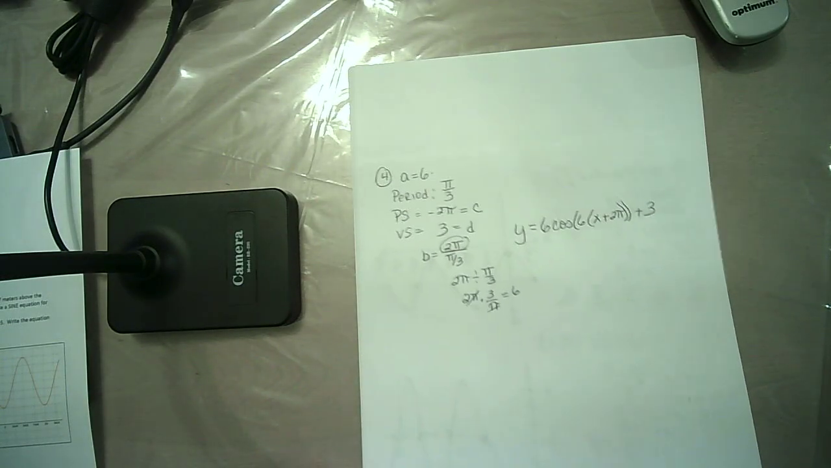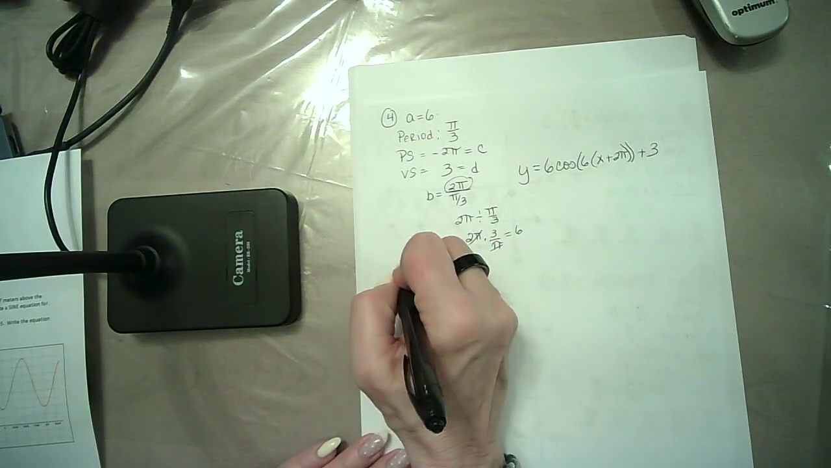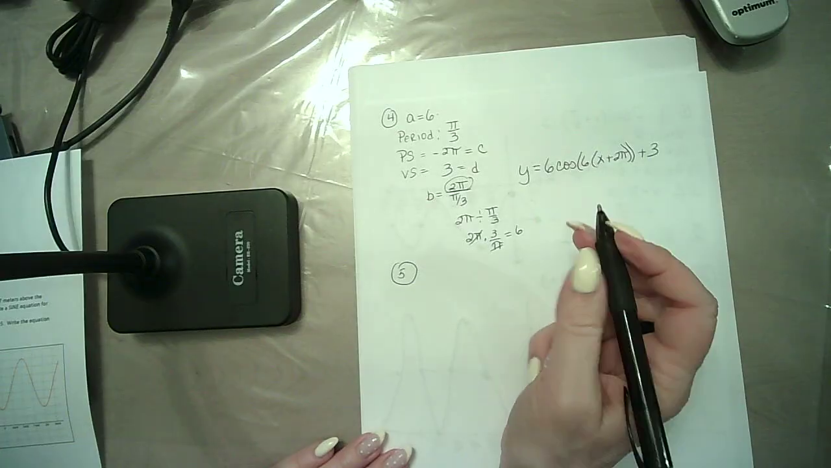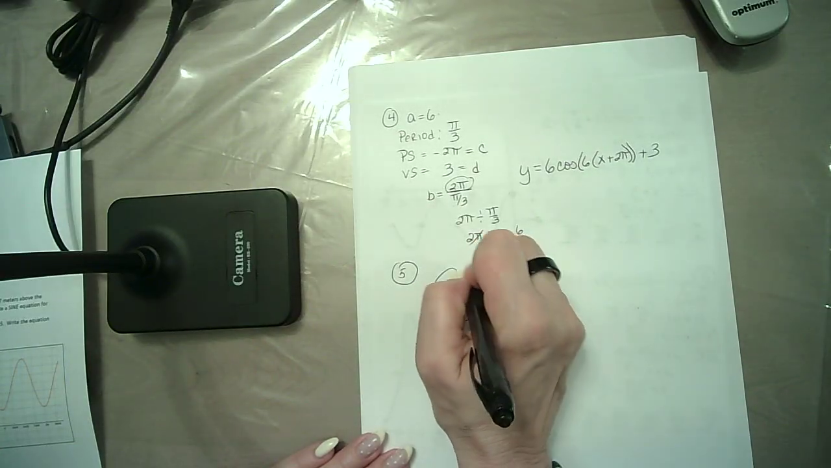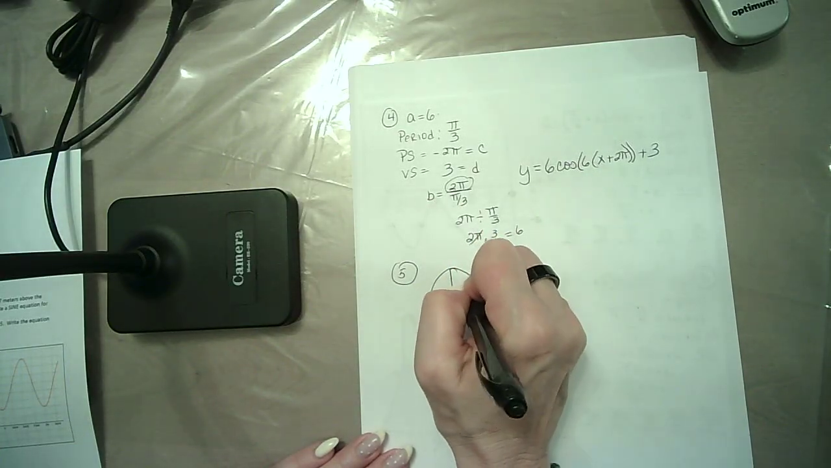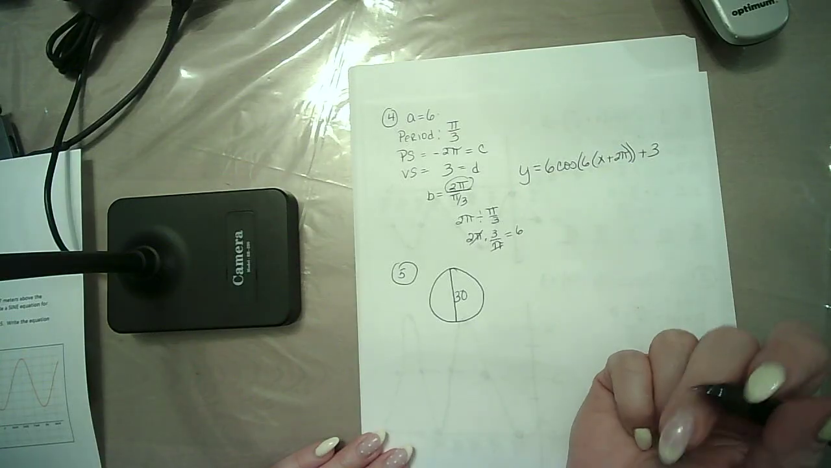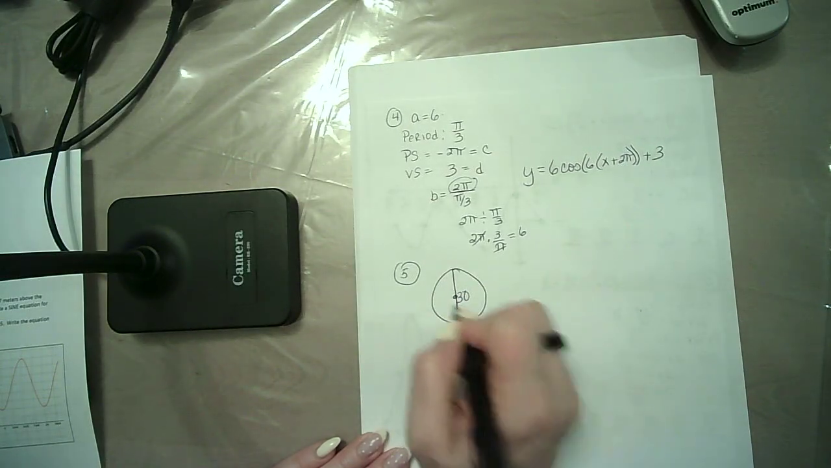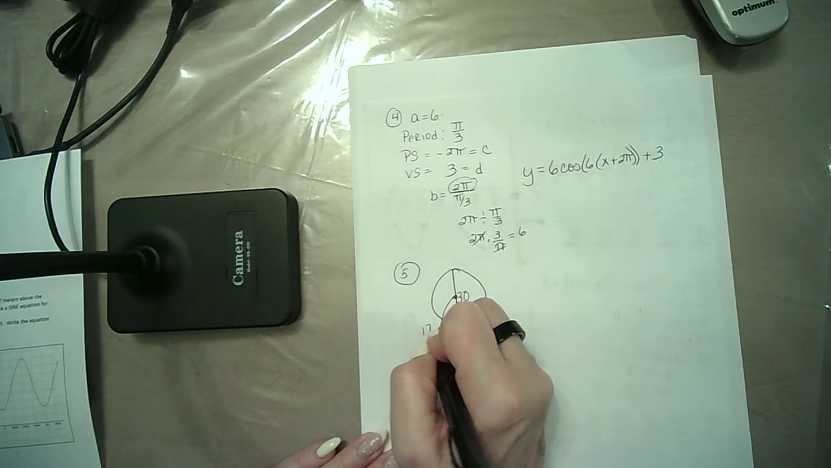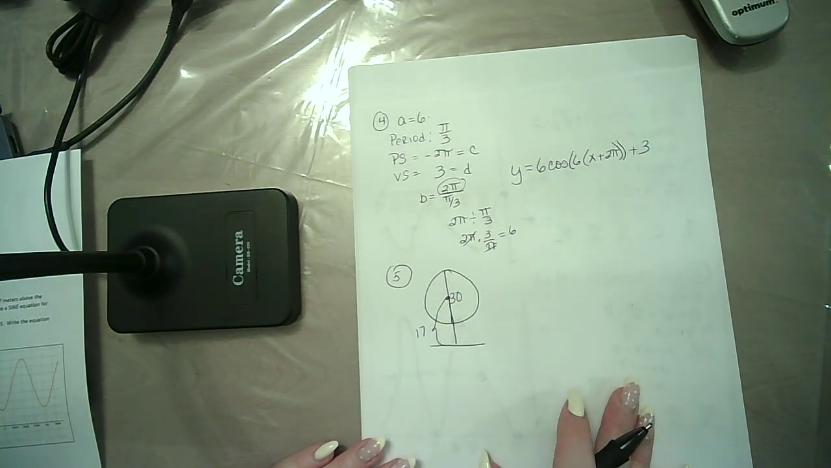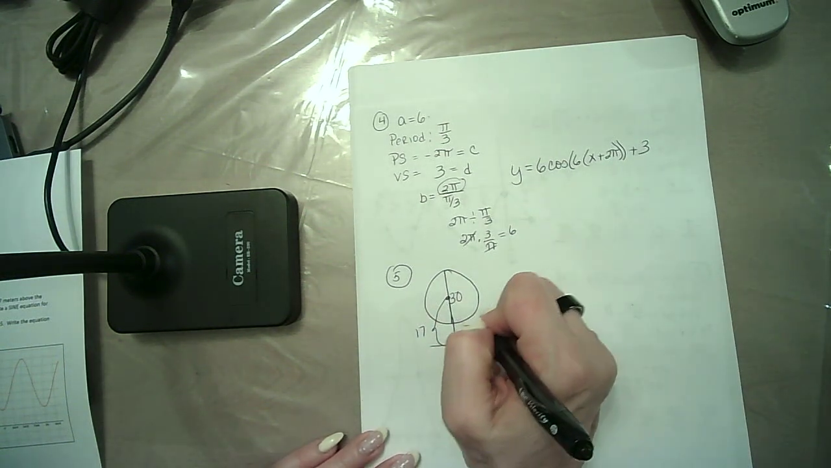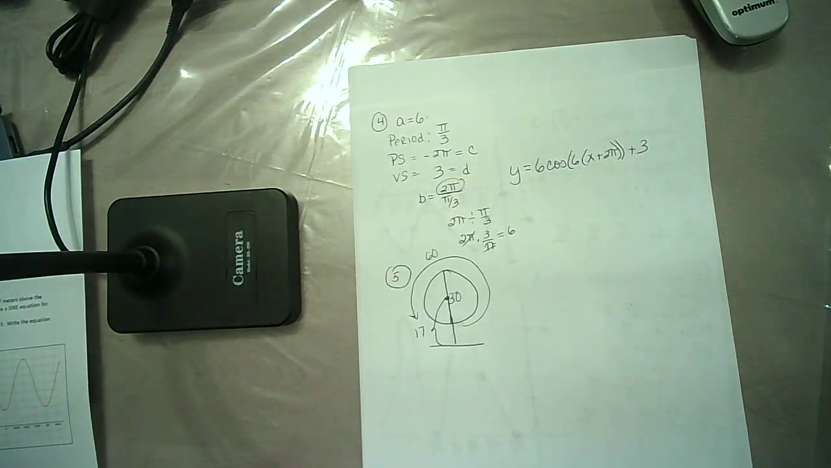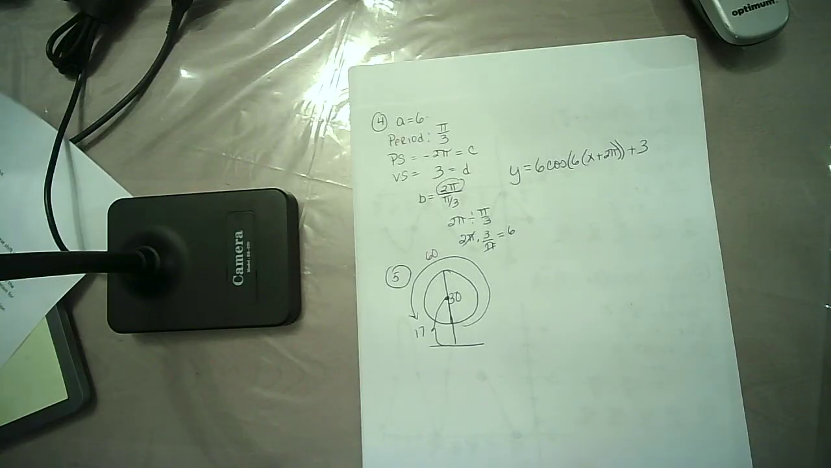Okay, we have a Ferris wheel problem for number 5. So number 5 states we have a Ferris wheel with a diameter of 30 meters, with a center that is 17 meters off the ground. So from here to here, it's 17. Okay, this is a little interesting. It makes one complete revolution every 60 seconds, and they want a sine function. Okay, so we have a few things going on here.